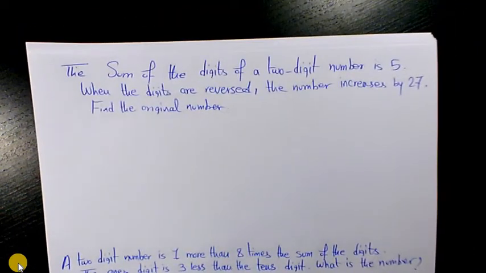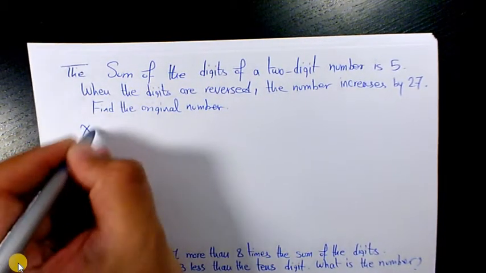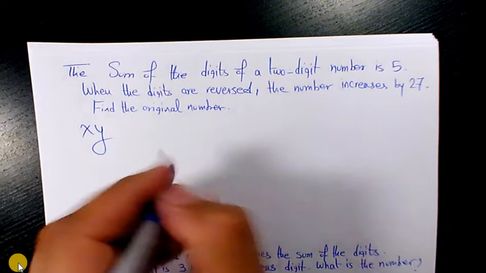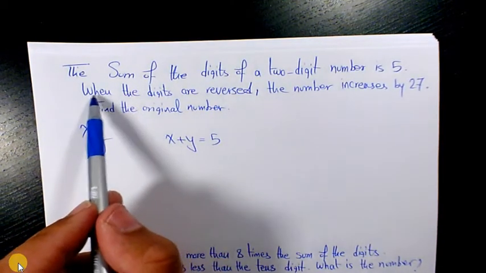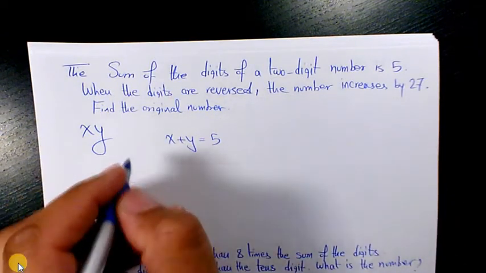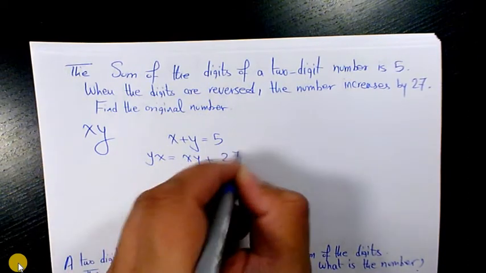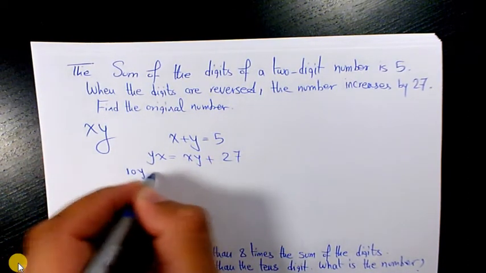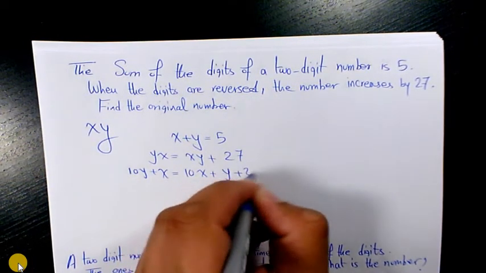Next example. The sum of the digits of a 2-digit number is 5. Let's say the number is xy. So x plus y is 5. When the digits are reversed, the number increased by 27. So yx equals xy plus 27. So it's going to be 10y plus x equals 10x plus y plus 27.